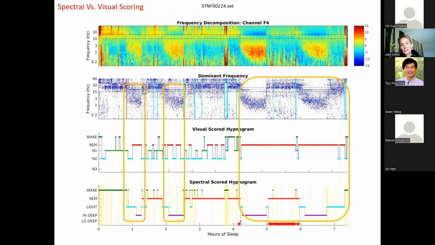And then here again, REM the whole time. There's clearly cycles going on, and the visual score completely missed that.